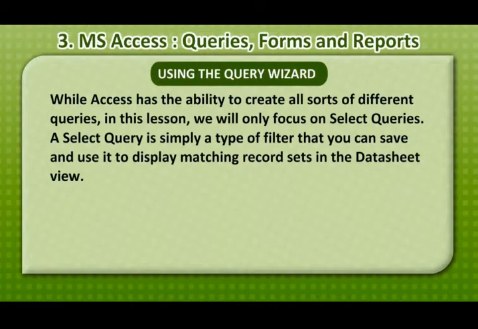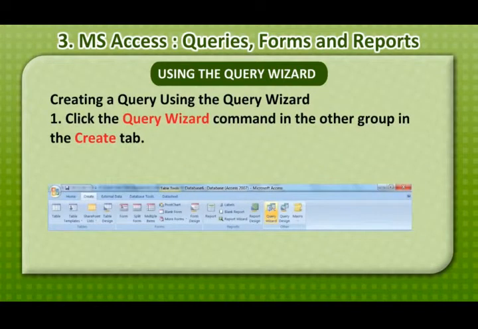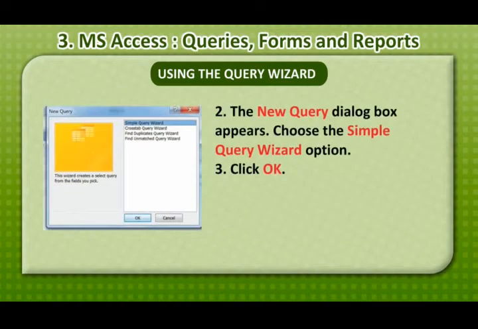Queries, forms and reports. Using the query wizard, while Access has the ability to create all sorts of different queries, in this lesson we will only focus on select queries. A select query is a simple type of filter that you can save and use to display matching record sets in the datasheet view. Creating a query using the query wizard: click the query wizard command in the other group in the create tab.